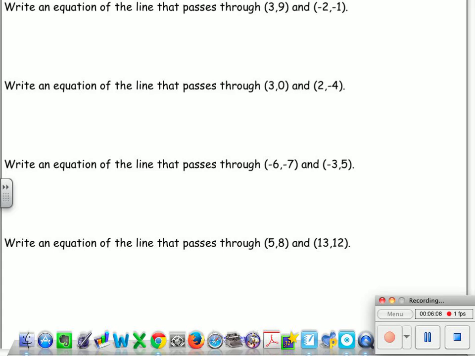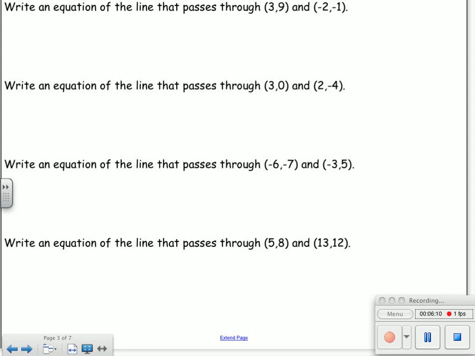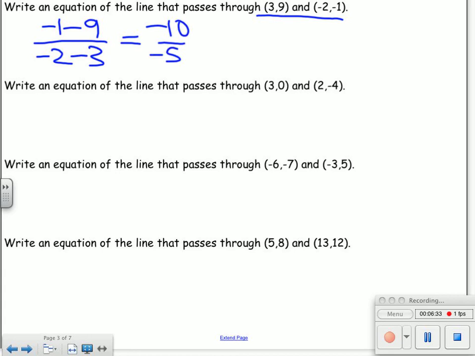So moving on here, write an equation of the line that passes through (3, 9) and (-2, -1). Here, there's just the additional step. What we've got to do is figure out the slope. How do we figure out the slope? Negative 1 minus 9 over negative 2 minus 3. Just the slope formula. So this is going to be negative 10 over negative 5. So the slope is going to be positive 2.